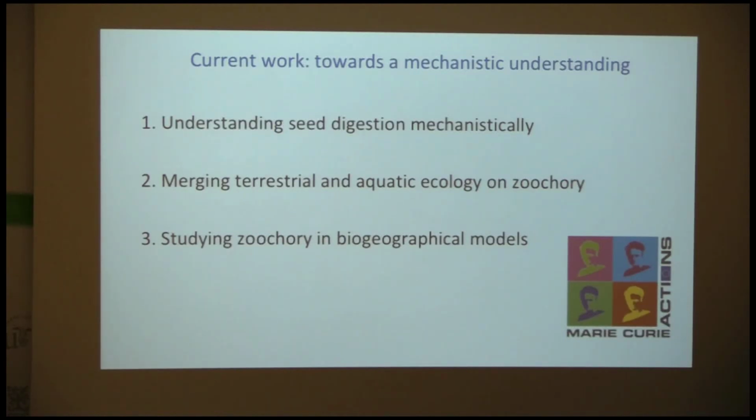If anyone is interested in discussing, because I don't know too much about this, it'll be interesting to combine knowledge. And then in the end, once I have been able to understand for which plant species it's an important process, I'll combine this with biogeographical modeling to see if we can also see a signal of zoochory in the plant distributions.